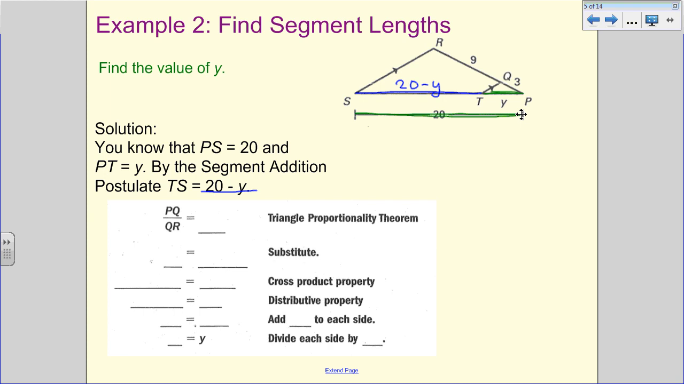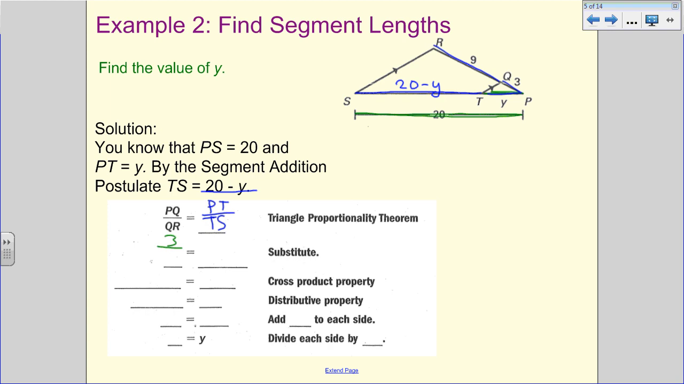But let's take a look at what we have. We're going to set it up the same way. Set up those ratios. PQ to QR is going to equal PT over TS. Substitute in the values that we have. And so PQ is 3.